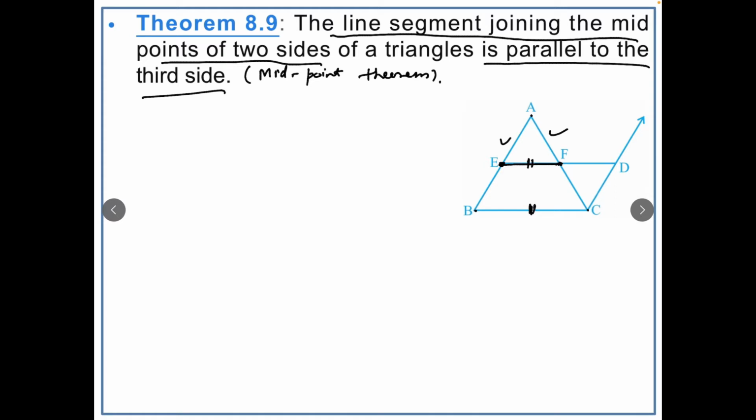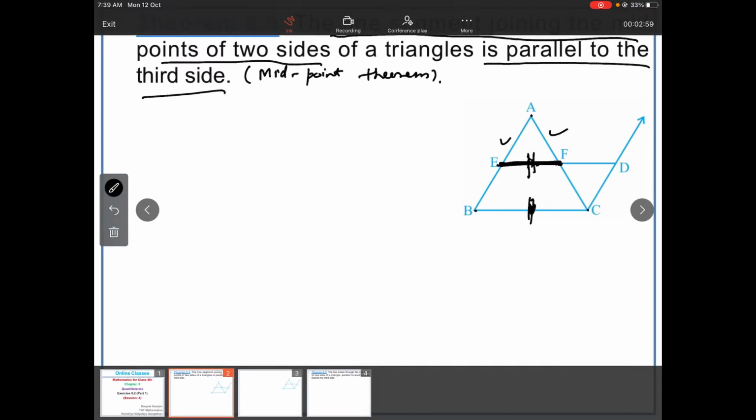It says the line segment joining the midpoints of two sides of a triangle is parallel to the third side. That means if you join the midpoints of these two sides by a line segment, this line segment will be parallel to the third side, of which we are not taking the midpoint. So this side EF will be parallel to BC. That's what the theorem says. Now we are going to look at the proof of this theorem. Let's erase these marks.